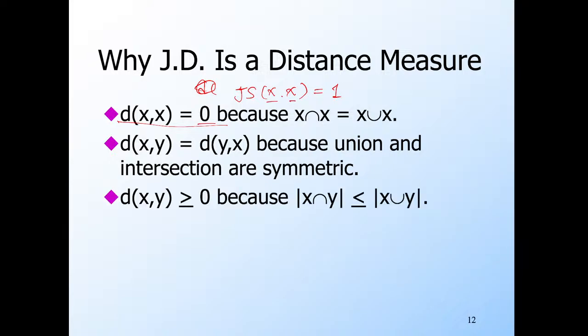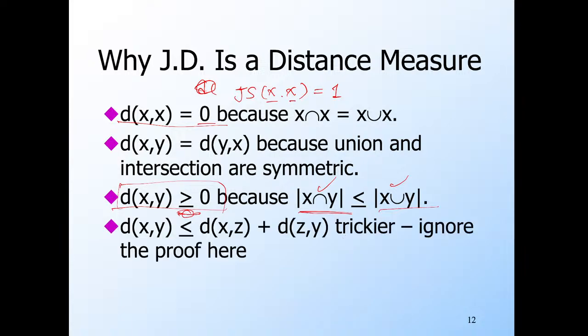Distance is always positive, or I should say non-negative, because the size of the union is always larger or equal to the size of the intersection, and the size is always non-negative. And finally, for the triangle inequality, it still holds, but we don't give a proof here.